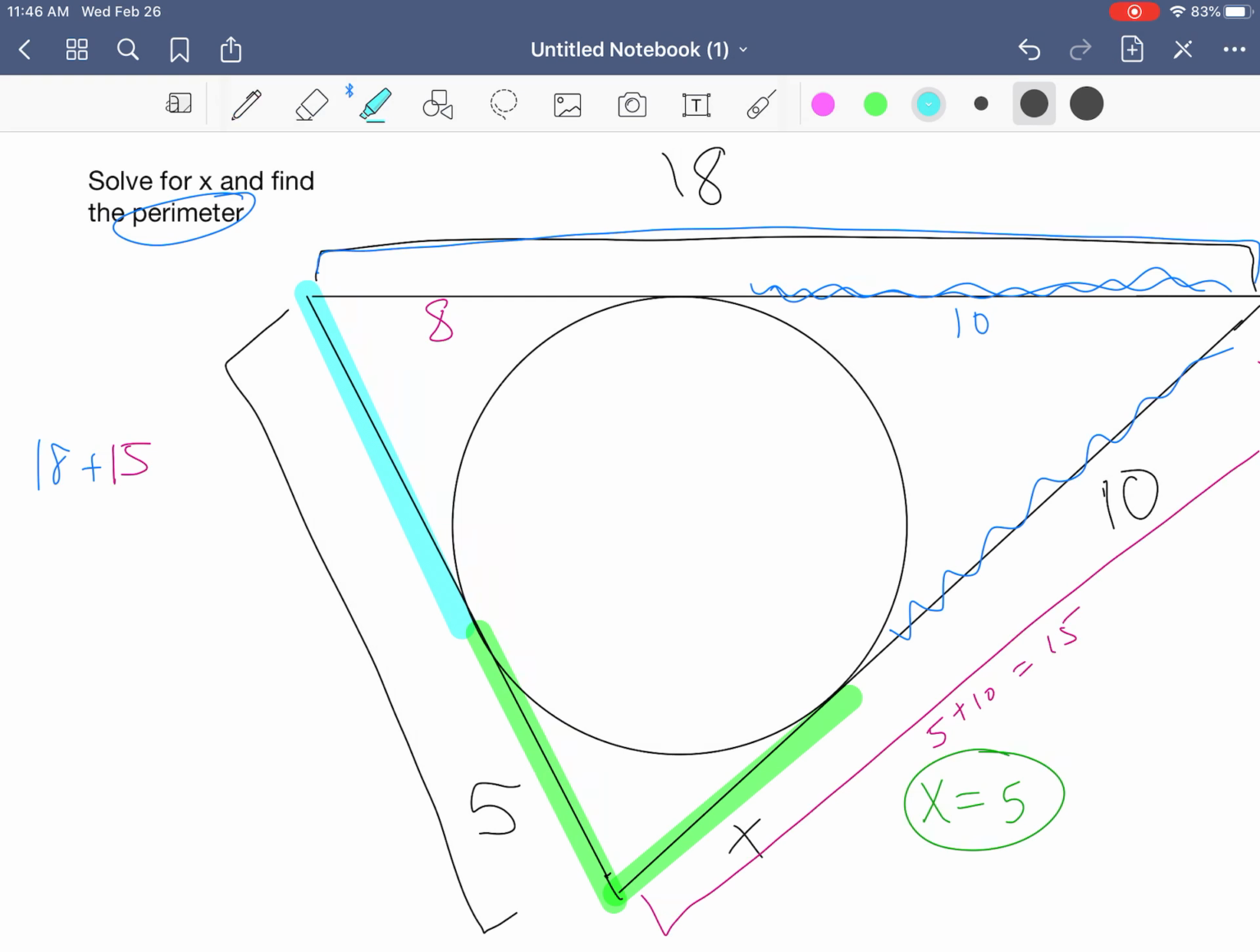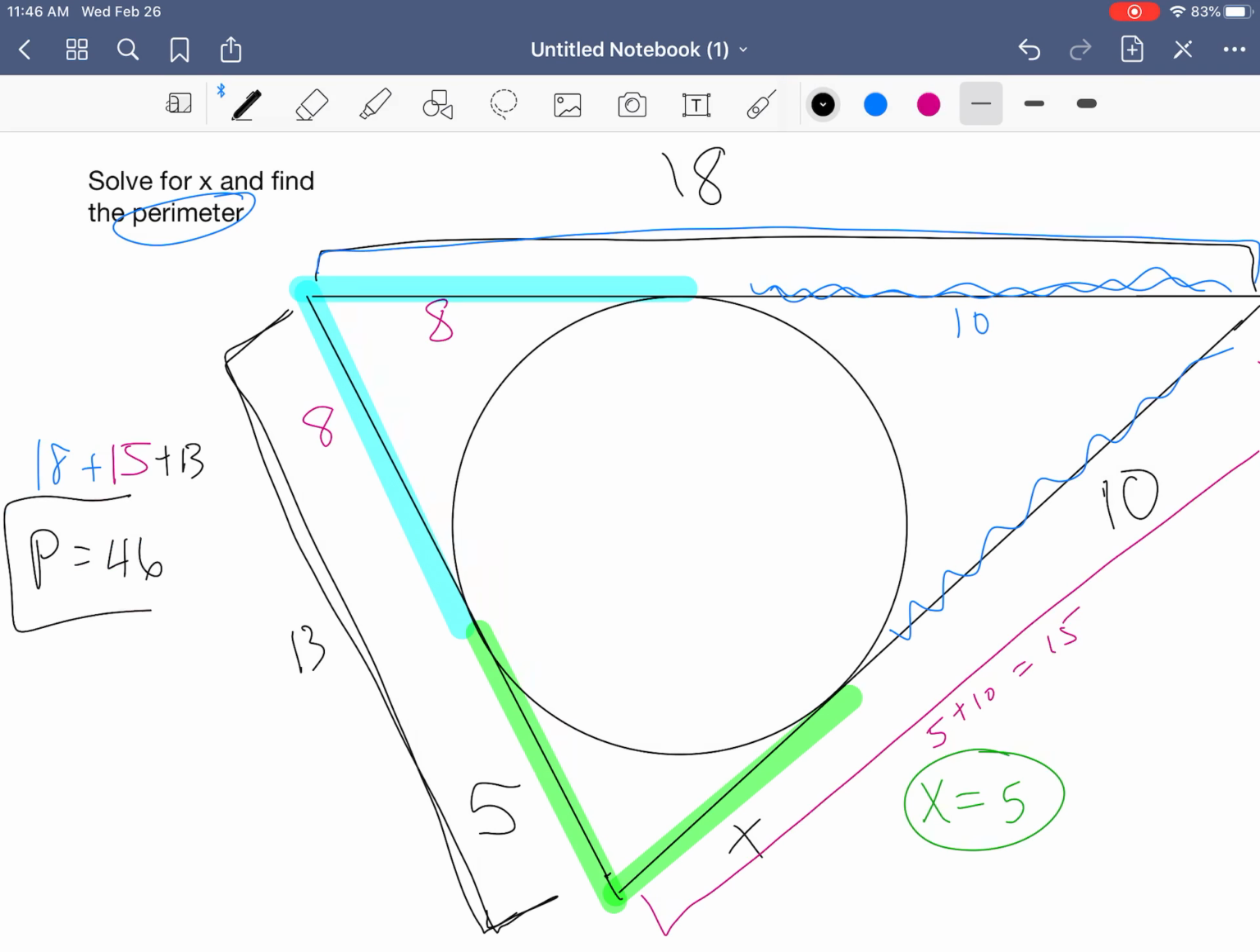Okay, and now we know that my two blue tangents have to be the same length, which means that this tangent here is also 8. So notice how I just did some addition and subtraction to move around my triangle, and now I can find my whole length here for the third side. If I add 8 plus 5, I get this length is 13. So now I can add that to my perimeter. So 13 plus 15 plus 18 gets us a perimeter of 46.